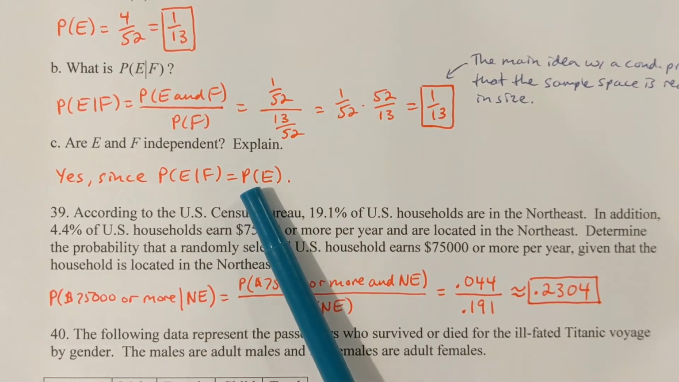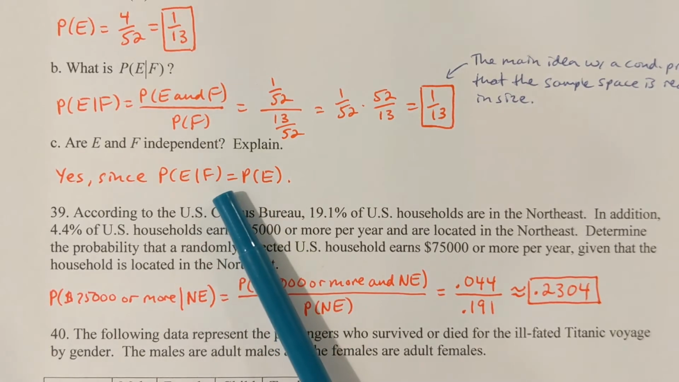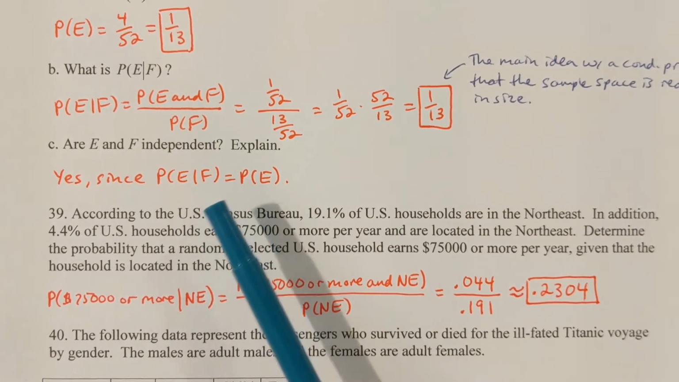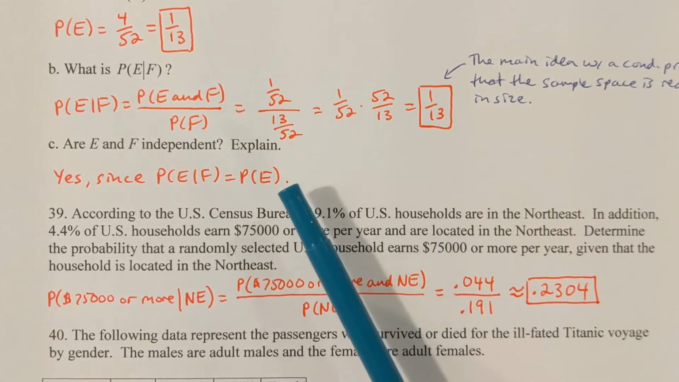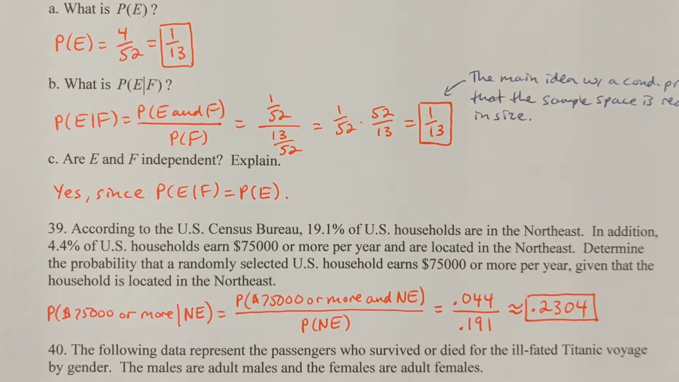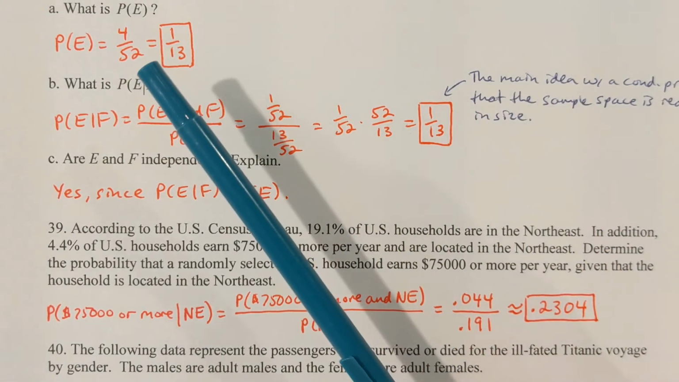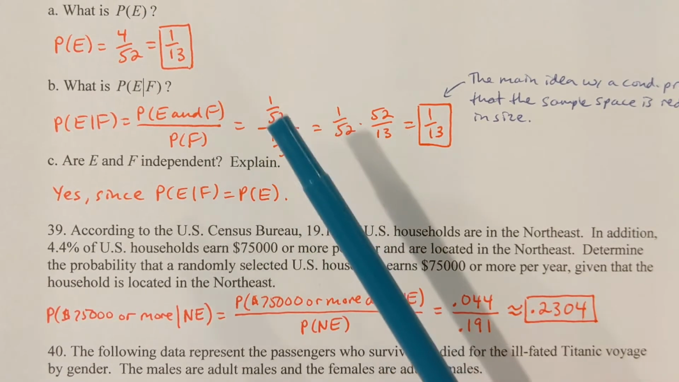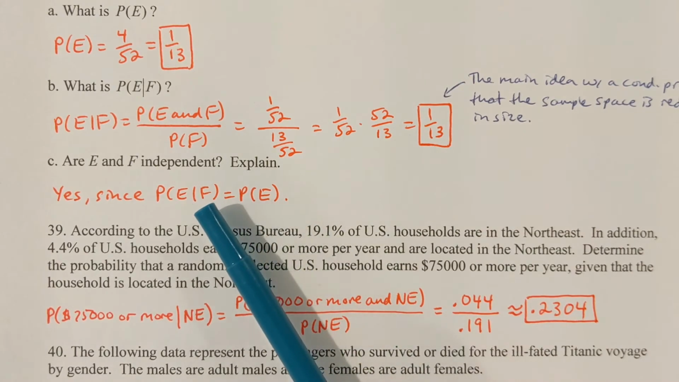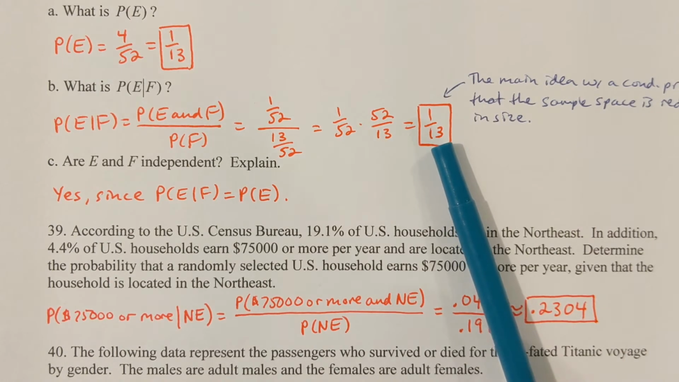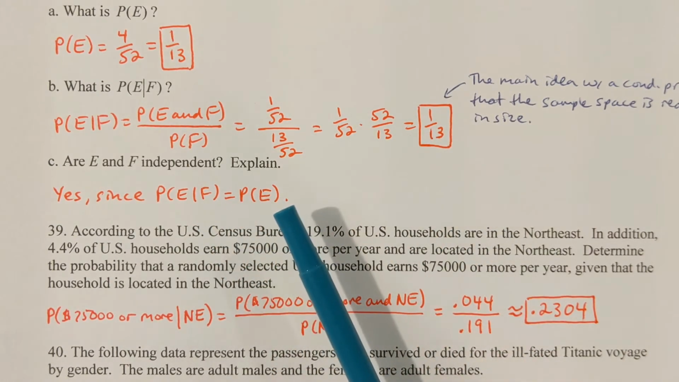Part C, are E and F independent? So I'm using the definition for independent events. The probability of E given F was 1 over 13, and that's also the same as the probability of E. So in this problem, it's not going to matter how you look at the calculation. You could have all 52 cards in front of you, and you have a 1 over 13 probability of getting an ace, or you could only have 13 clubs in front of you, and there's still a 1 over 13 probability of getting an ace. Either way that you look at it, you get 1 over 13 as the answer.